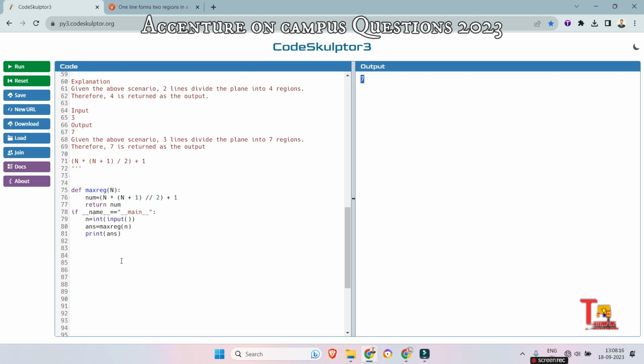So this is as simple as that. You just have to know the formula to calculate the total regions that can be formed by n lines. So I hope this session was helpful to you.